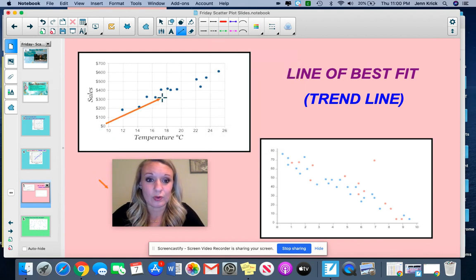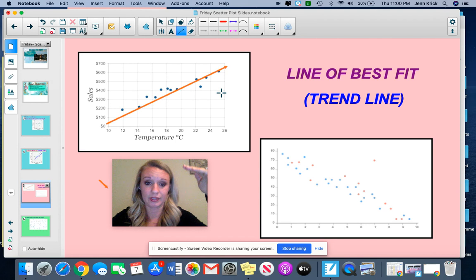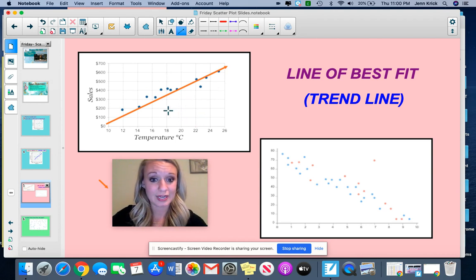When we're drawing the line of best fit, notice that it has to go in the middle of all of your data points so that you've got about half above, half below. You can also tell that we're looking at temperature and sales. If you were drawing a conclusion, you could say that as your temperature increases, your sales also increase. They're probably talking about ice cream.